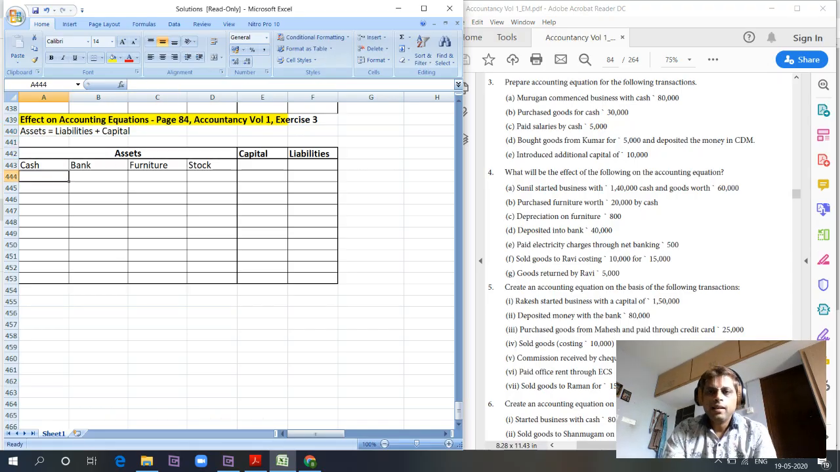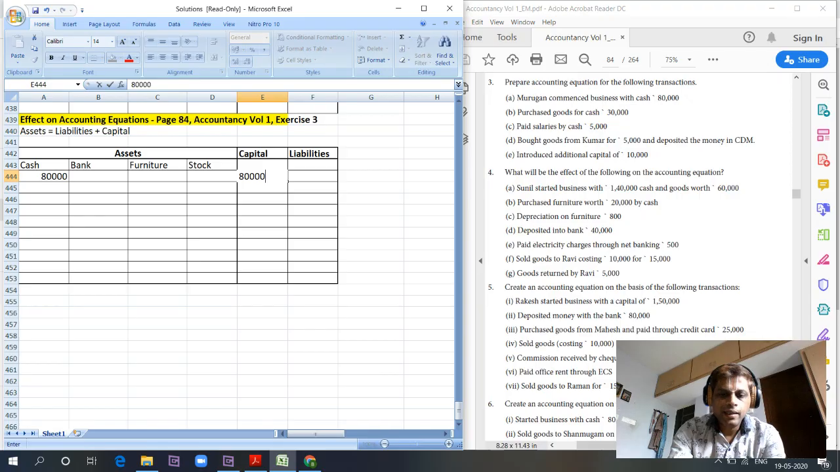Let's start with it. Murugan commenced business with cash 80,000. So there will be an increase in cash 80,000 and there will be an increase in capital 80,000, right? Second entry is purchased goods for cash 30,000. Purchased goods for cash will increase the stock by 30,000 and will reduce the cash by 30,000.